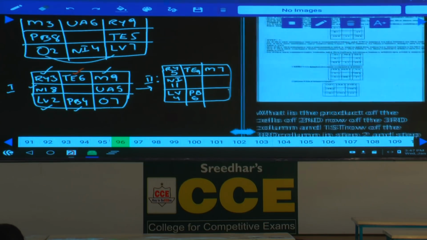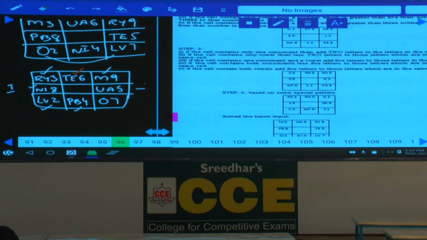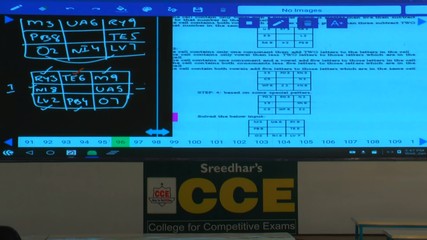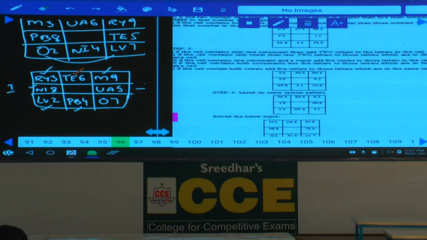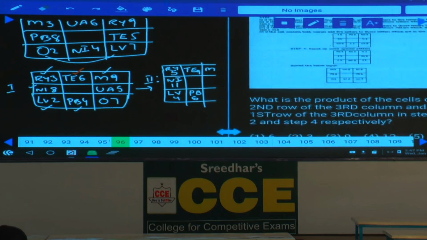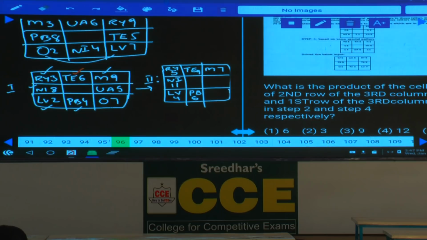Then afterwards, condition number 4. In this step 4, if the cell contains both consonants, subtract 5 from each of the letters in the same cell. Is there any element here with 2 consonants? Now, condition number 4, if the cell contains only one vowel with a number which is greater than 5, then subtract 3 from that number. Only one vowel and the number greater than 5, that is O7. How much should be subtracted here? 3 should be subtracted, hence O4.